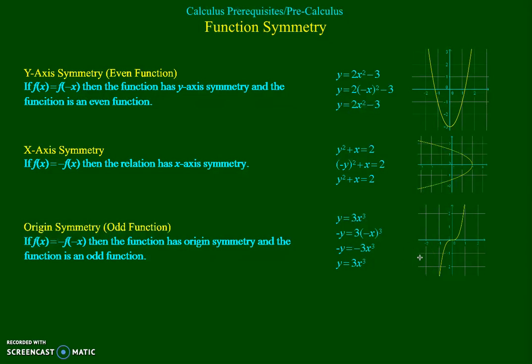All right, well, that's, again, just a really brief overview of symmetry. We also call y-axis symmetry an even function. So if a function has y-axis symmetry, we say it's an even function. And if it has origin symmetry, we say that it's an odd function. So now let's move on and let's talk about domain and range of functions.